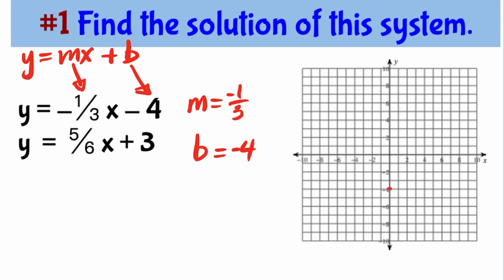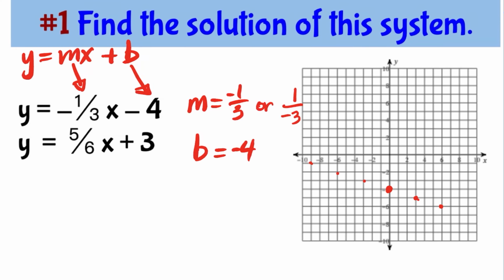So we will begin with negative 4 on the y-axis. And from there, we need to graph the slope negative 1/3. Negative 1/3 means you go 1 down and 3 to the right, 1 down, 3 to the right, and so on. We can also graph that slope negative 1/3 as 1 over negative 3, which means we can go 1 up, 3 to the left, 1 up, 3 to the left, and so on.